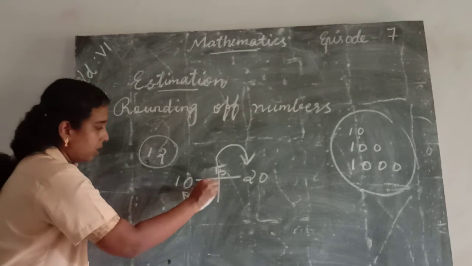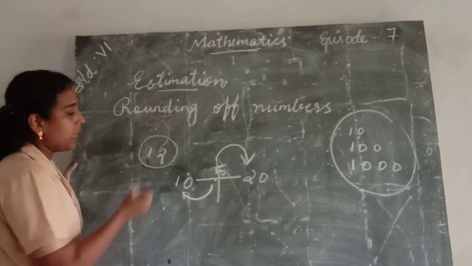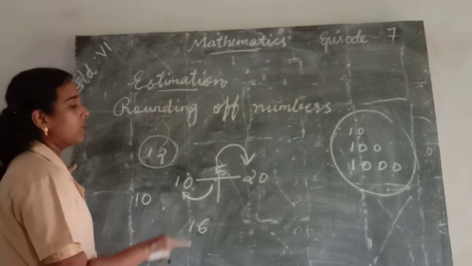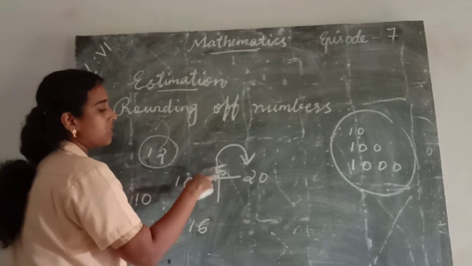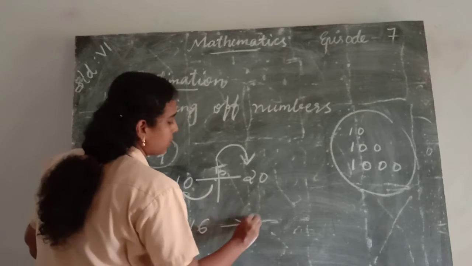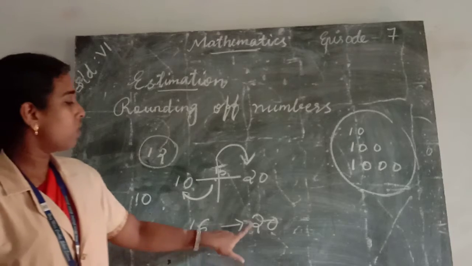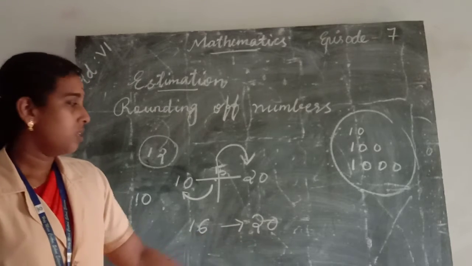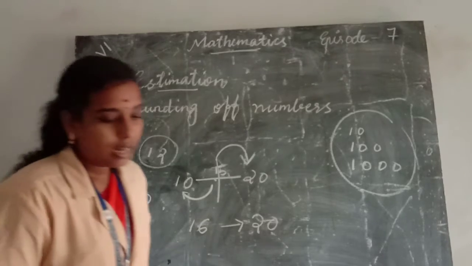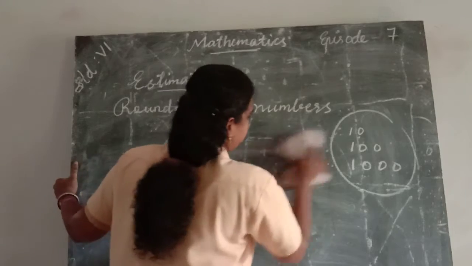So here the number is 12, that is less than 15. So we round down. So we write 10. If the number is 16, then we round up, which means the number is greater than 15. So we write 20, or we can round off the number as 20. 20 is the nearest ten of 16. Let us see an easy way to estimate numbers.